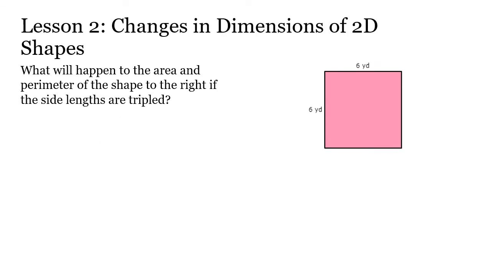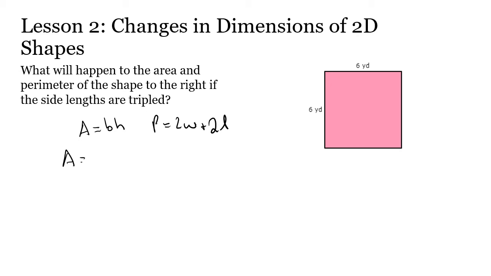All right, lesson number 2, changes in dimensions of 2D shapes. So the question is, what will happen to the area and perimeter of the shape to the right if the side lengths are tripled? So use your formulas. I'm actually going to write a perimeter formula. Here I've written base times height, and here I've written W and L, width and length. It's the same thing, okay?